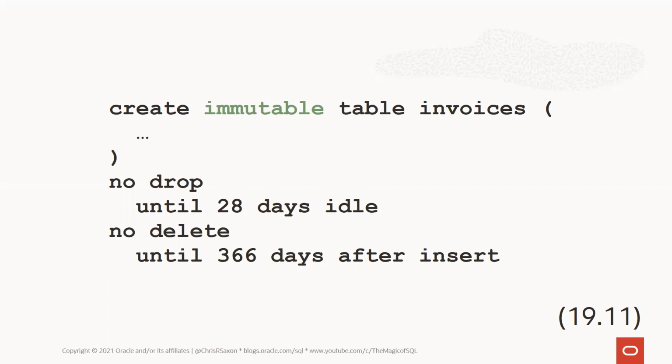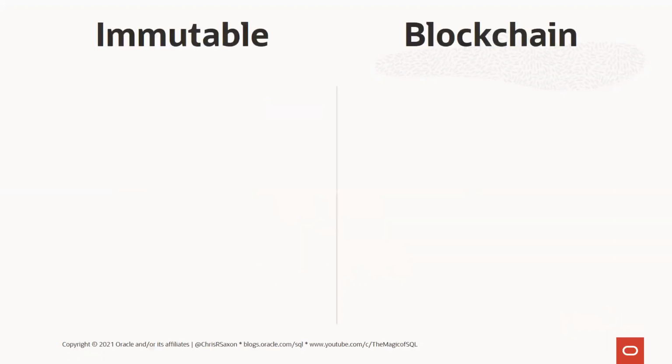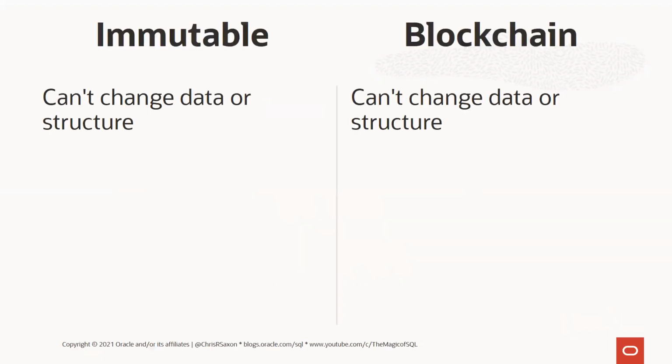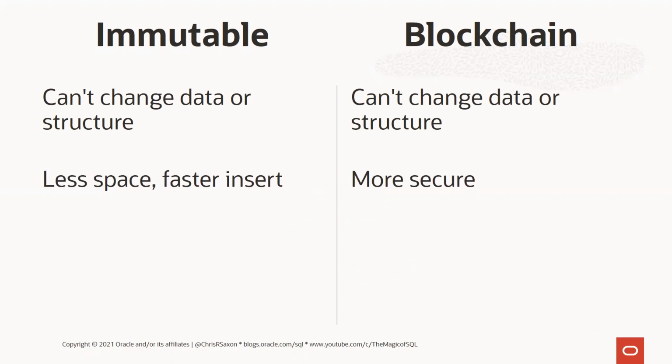So what's the difference between these immutable and blockchain tables? Well, with both of them, you cannot change the data. You can't update it. You can insert it. You might be able to delete it depending on what you set that clause to, but you can never update it. The key difference between them comes down to computing that blockchain. So immutable does not do that. That means it uses less storage and it's faster to insert because it doesn't have to do that hashing.